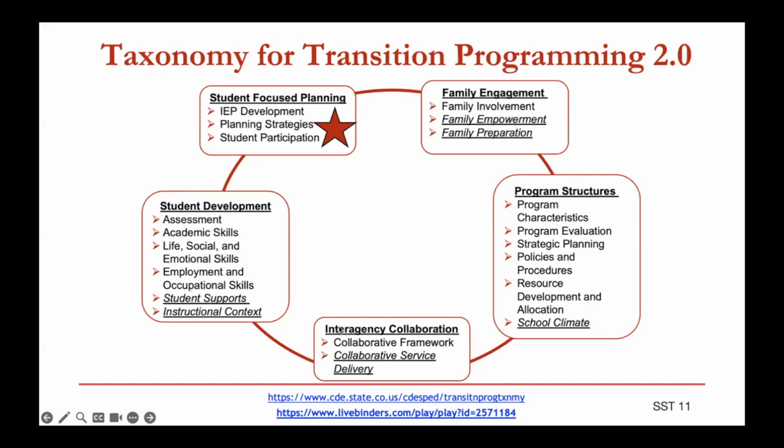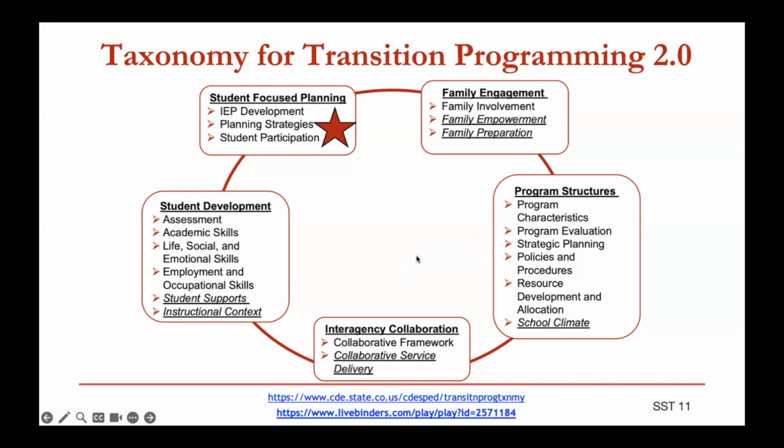So in 2016, the Taxonomy for Transition Programming 2.0 was created. It's an updated version from the original model. Previously, it was referred to as Kohler's Taxonomy for Transition Programming, so you may be familiar with that. This newer model continues with those five primary practice categories, so you'll see them there in the squares: student-focused planning, student development, interagency collaboration, family engagement, and program structures. The 2.0 version includes additional practices in the areas of student supports and instructional context within that student development, as well as school climate in the program structure.